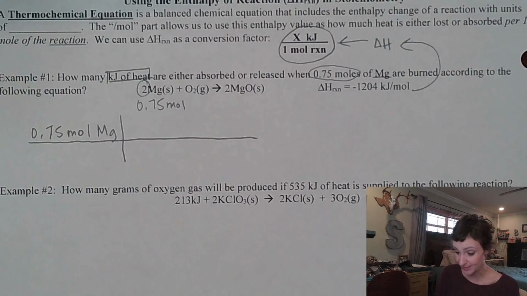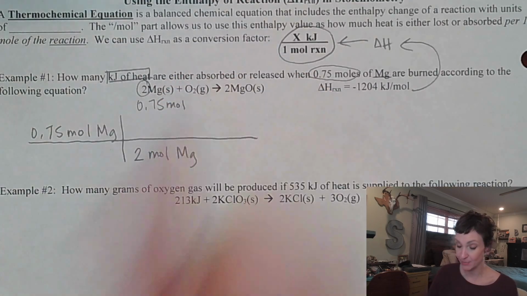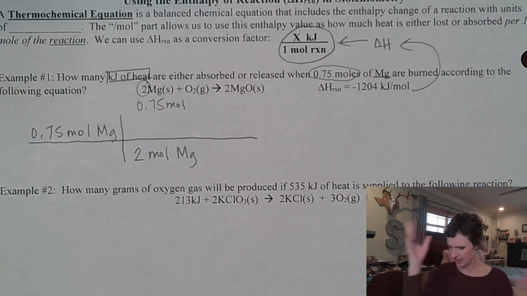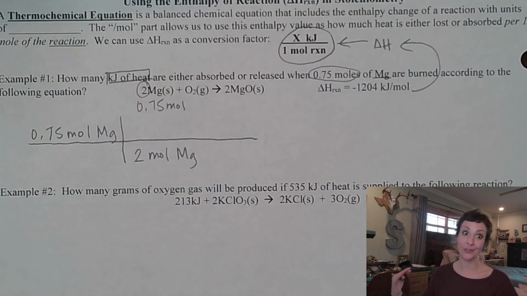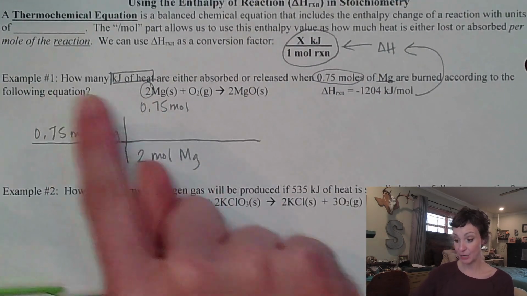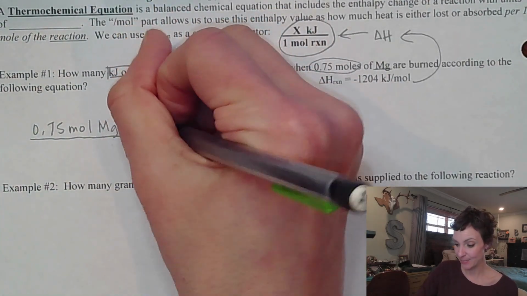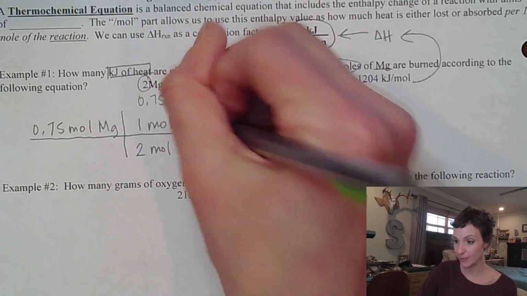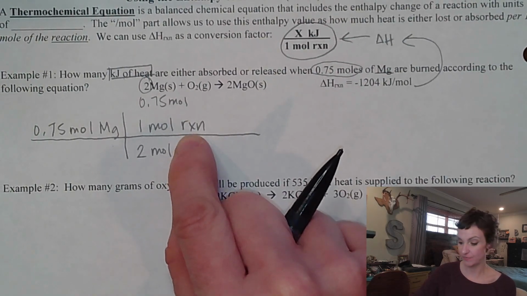You're for sure going to be using that 2 moles of magnesium on the bottom, right? You're like, okay, but she said I'm not going anywhere, so what goes on the top? Well, the mole ratio here is going to be between the moles of magnesium and the moles of the entire reaction. This tells me there's 2 moles of magnesium in every 1 mole of the reaction. And I don't think I've mentioned before, RXN is the abbreviation for reaction.